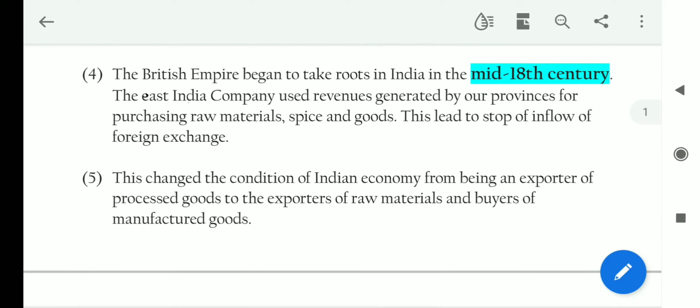This changed the condition of the Indian economy from being an exporter of processed goods to an exporter of raw materials and buyer of manufactured goods. Now this condition leads to the position where India was not exporting the processed, finished goods, as the British were purchasing raw materials. So India was not able to produce goods and export them. India was exporting raw material and had to purchase manufactured goods from foreign currency.